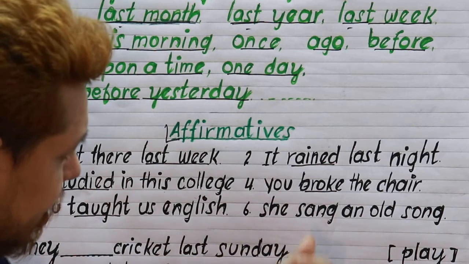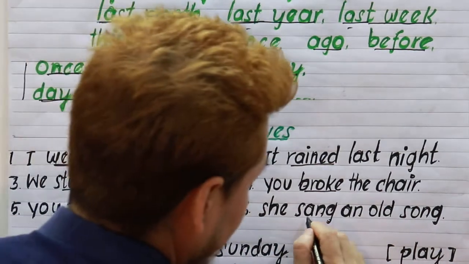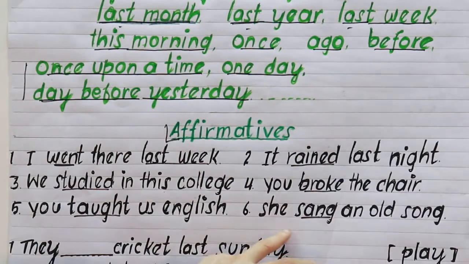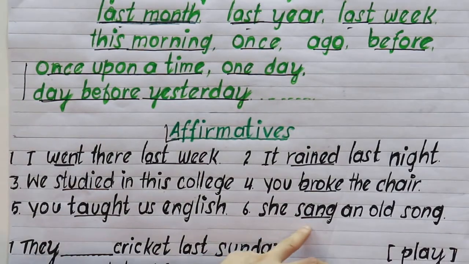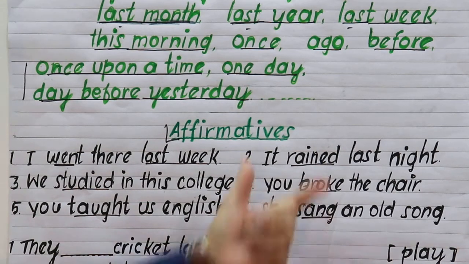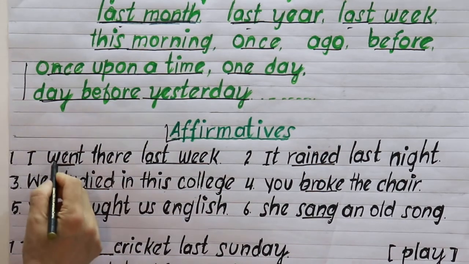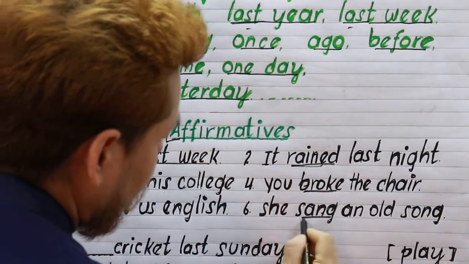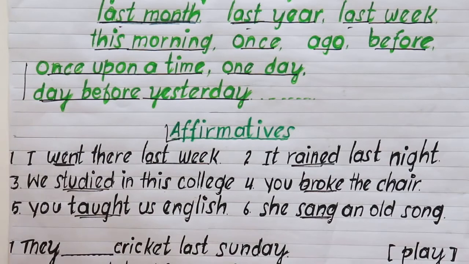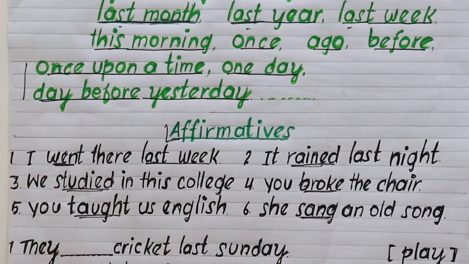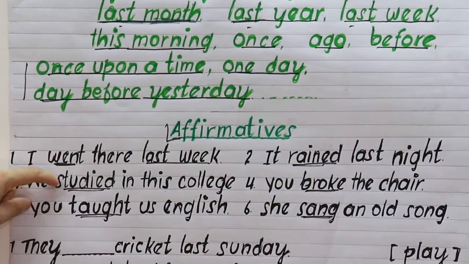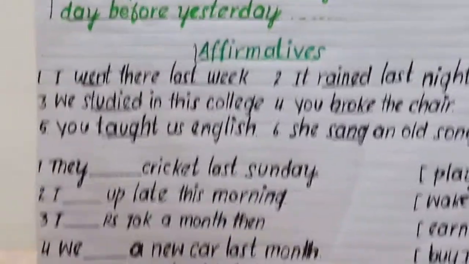Next, she sang an old song. Sing, sang, sung, right? Sang is the second form of sing. उसने पुराने गीत गाए. She sang an old song, right? So these are all the second form, right? Went, studied, taught, rained, broke, sang. We use all second forms in the affirmative, in the positive sentence. Okay, let's practice here for your better understanding.